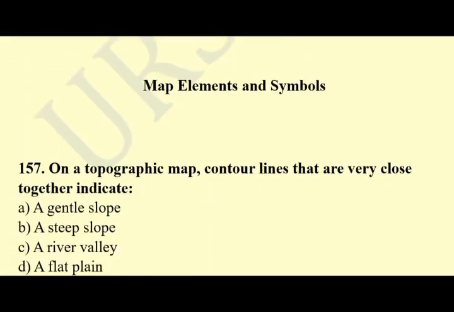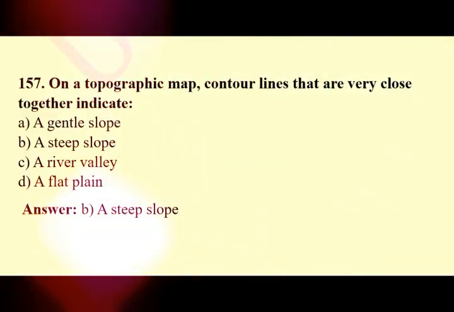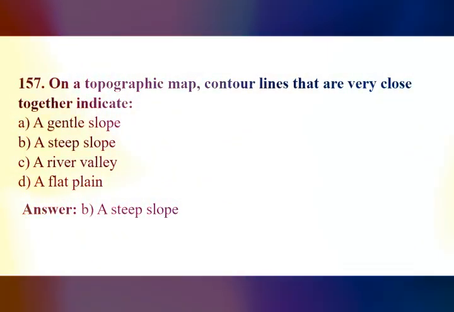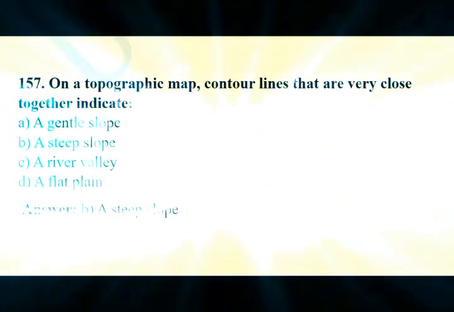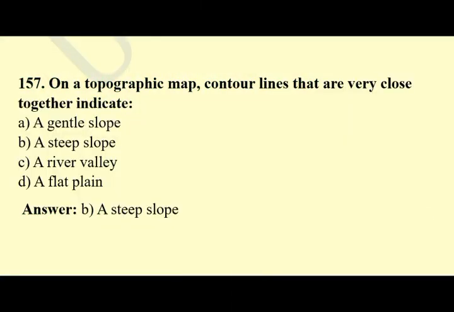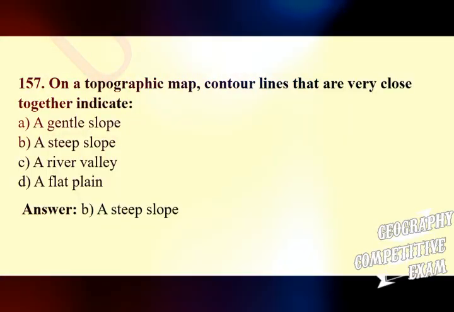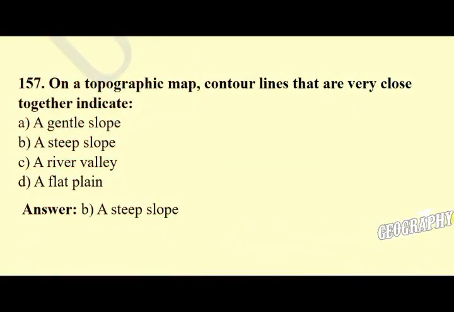Now question category map elements and symbols. Question 157. On a topographic map, contour lines that are very close together indicate: a gentle slope, a steep slope, a river valley, a flat plain. Here the right answer will be a steep slope. That may be a river valley or maybe other things.